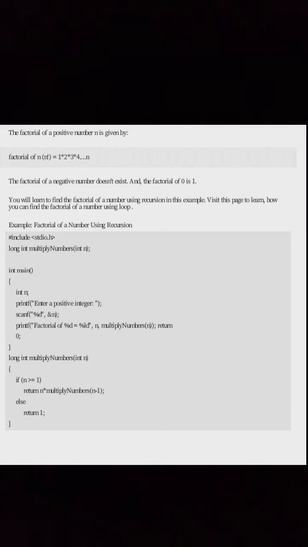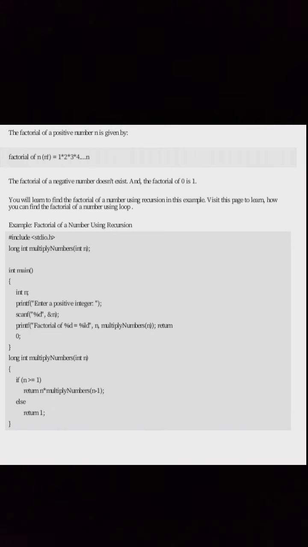Now let us see the factorial of a positive number n. The factorial of n is equal to 1 * 2 * 3 * 4 up to n. The factorial of a negative number does not exist and the factorial of 0 is 1. You will learn to find the factorial of a number using recursion with this example.